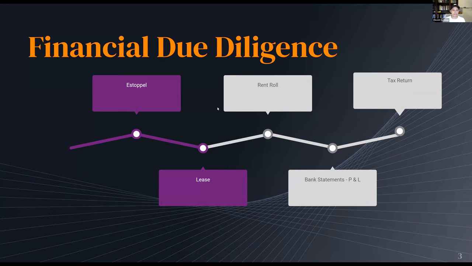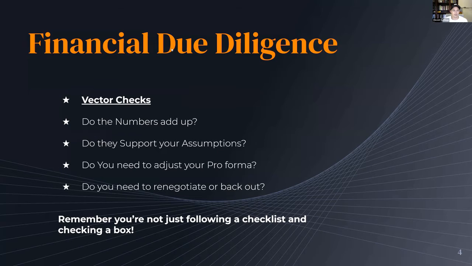So as you're doing this, there it is. We have some vector checks in here. I just threw a couple questions on here that I'm constantly asking myself as I'm going through this process. Do the numbers add up? Which is, you go through the estoppels, and if all the estoppels say my gross rent is $10,000 a month, but then they're showing me a rent roll of $15,000 a month, we have an issue, right? That's going to be a huge red flag. Everything stops until I figure out that issue.